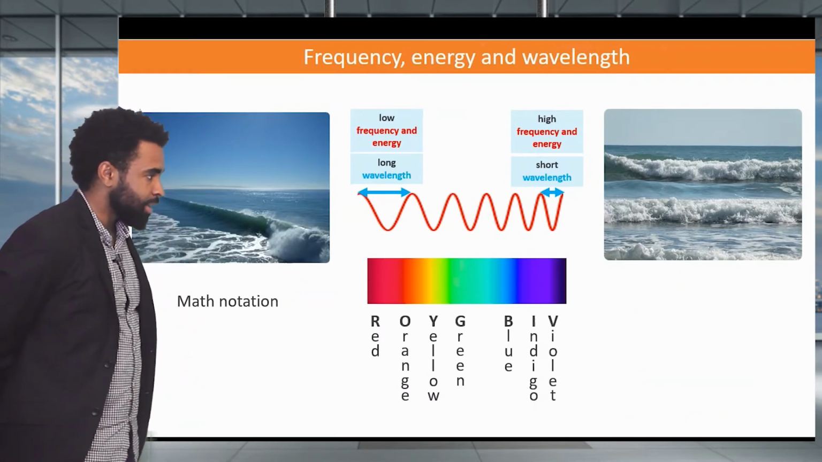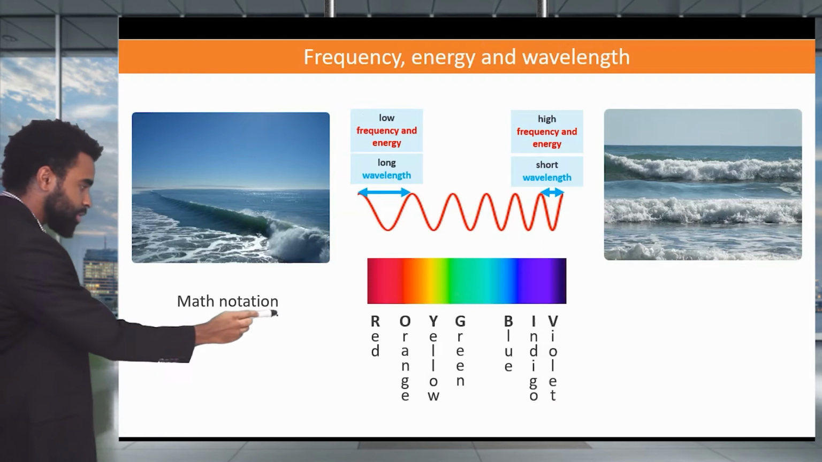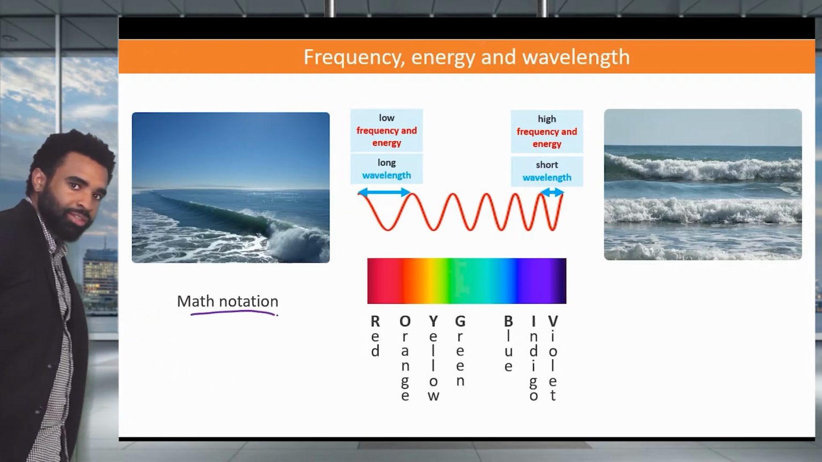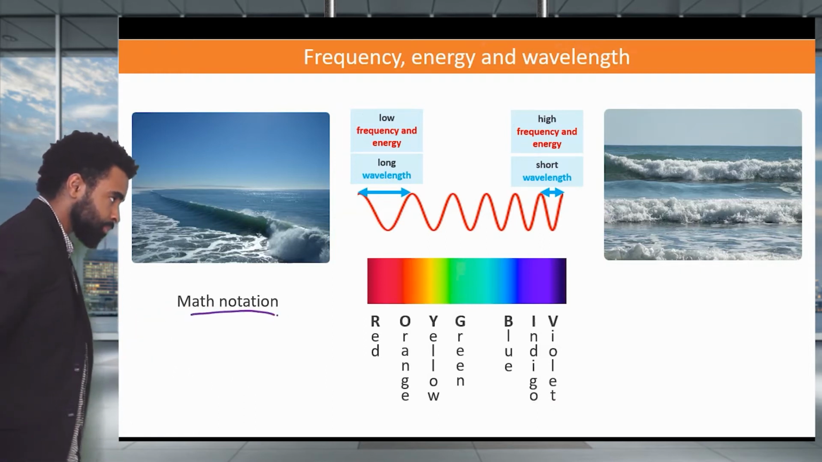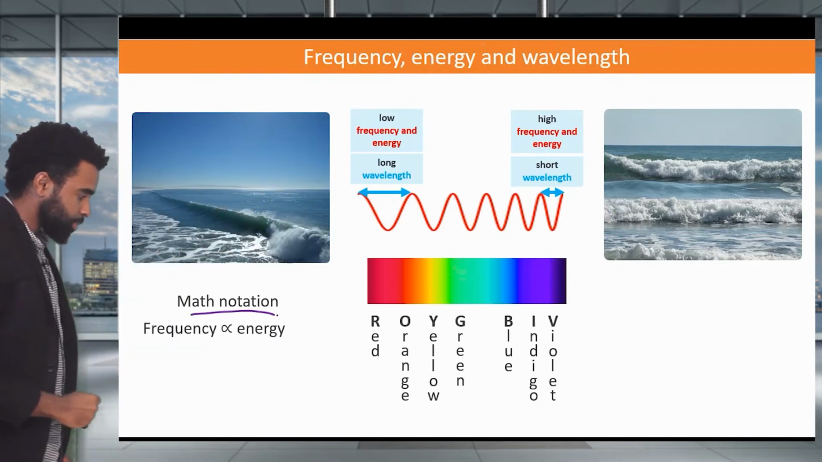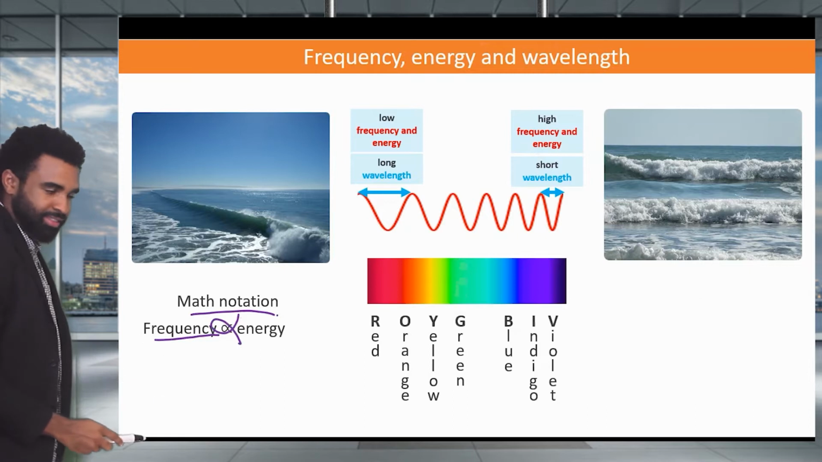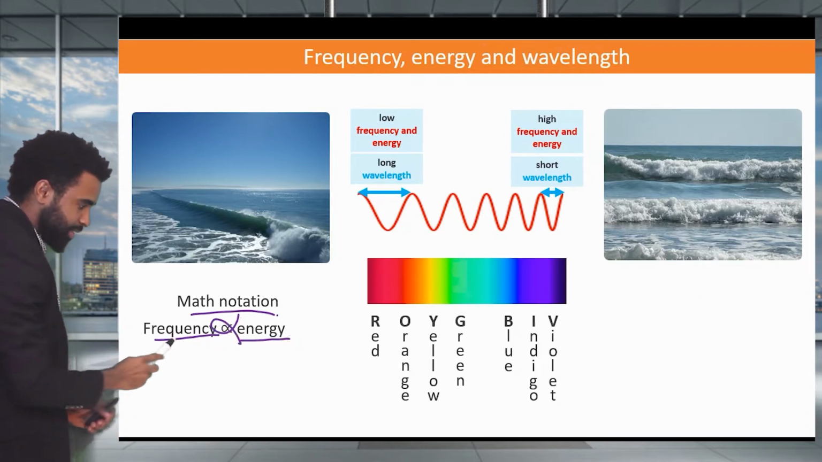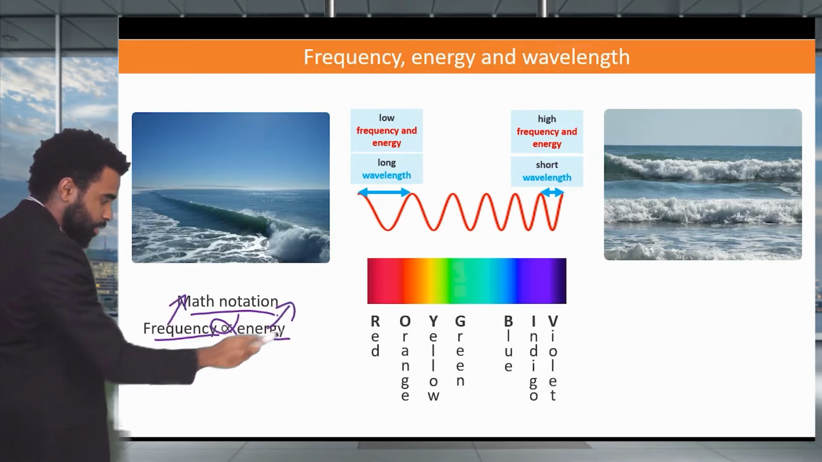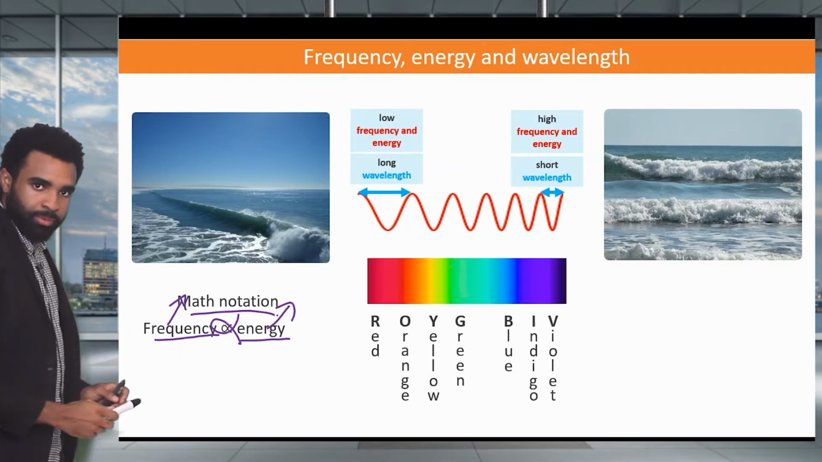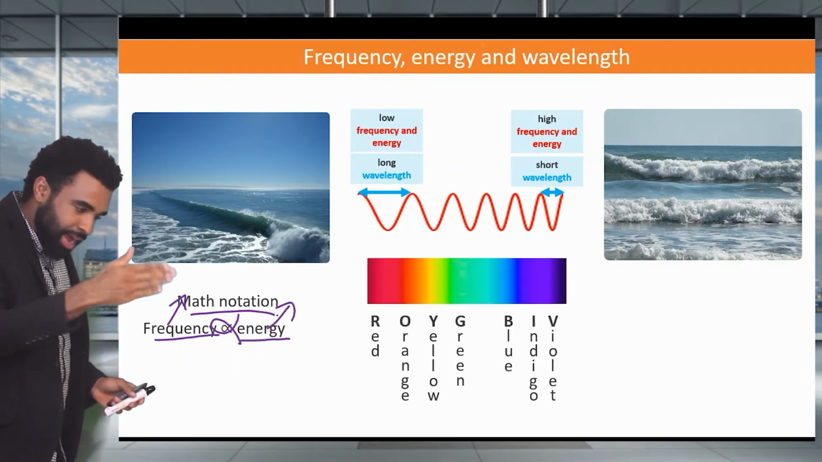All right. Now, there's some important math notation that the IB might hold you responsible for to explain this relationship. We say that frequency is directly proportional, that's the symbol there, to energy, which means as one goes up, the other goes up as well. As frequency goes up, energy goes up. All right? High frequency, high energy.